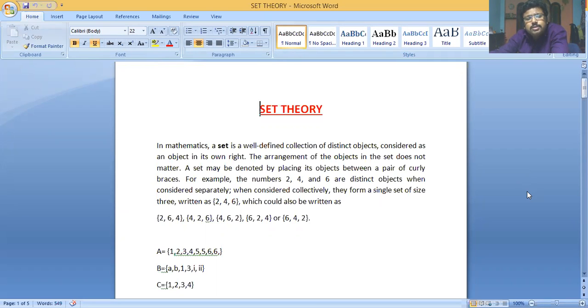Actually, a set is a collection of things, a collection of objects, but that is a general form. In mathematics, a set is more than that. A set is a well-defined collection of distinct objects. Distinct objects should be there and it should be well defined.